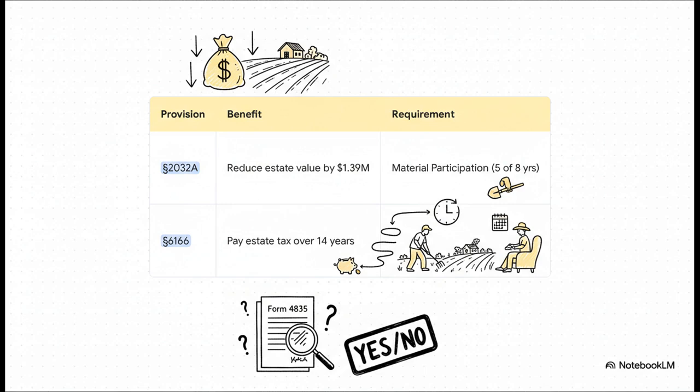Look at Section 2032A, Special Use Valuation. This can slash an estate's value by nearly $1.4 million. But here's the catch. The decedent or a family member had to have been materially participating for 5 of the 8 years right before they passed away. And then there's Section 6166. This is a lifeline for so many farm families. It lets you pay your estate taxes over 14 years. But it's only available if the farm was an active business, not a passive investment. And what's the #1 piece of evidence the IRS will use to deny these benefits? A history of you filing Form 4835.